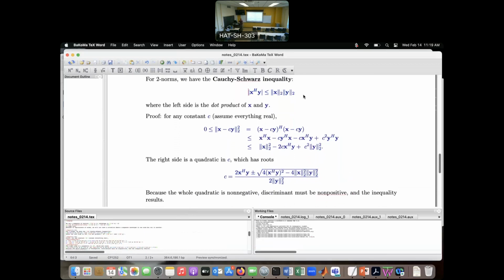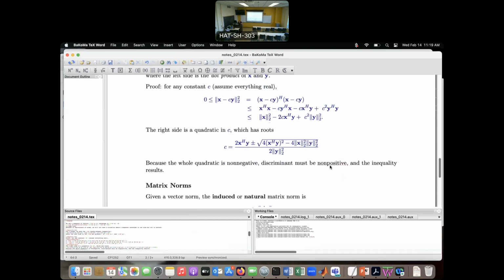Questions on how this played out? All right, so that's vector norms.